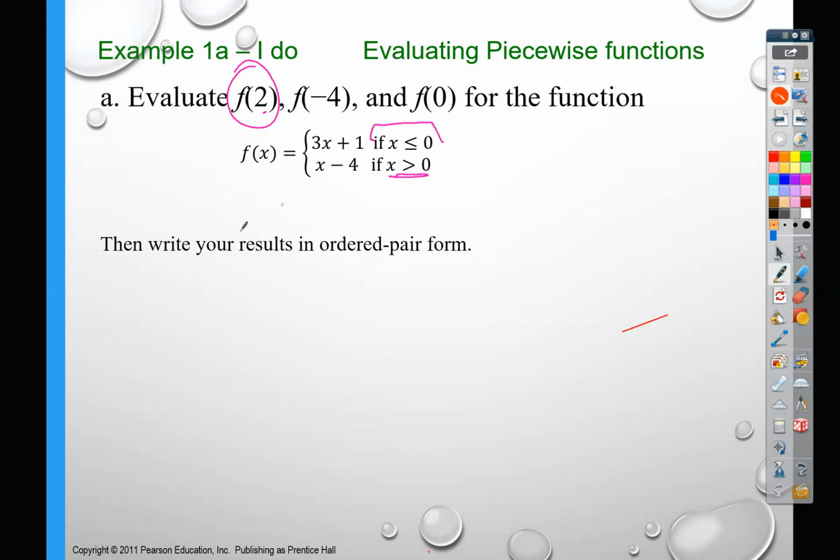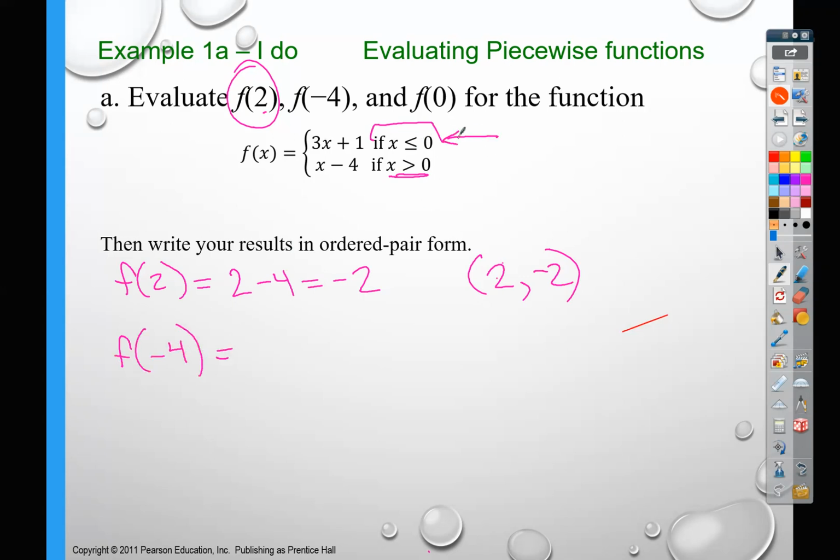So I'm going to say f of 2 equals 2 minus 4, which is -2. So that ordered pair, I'm sorry, is going to be 2, -2.